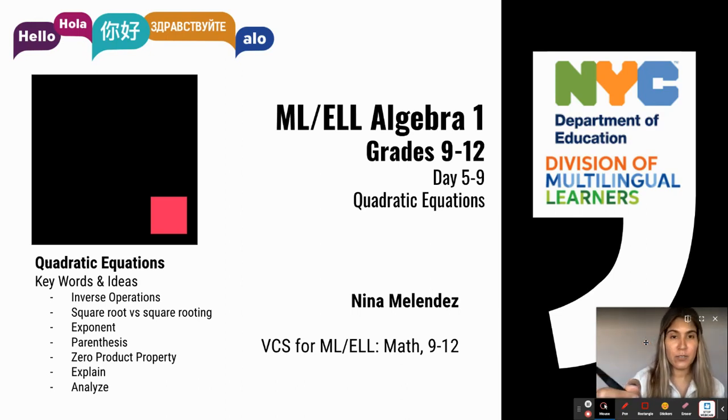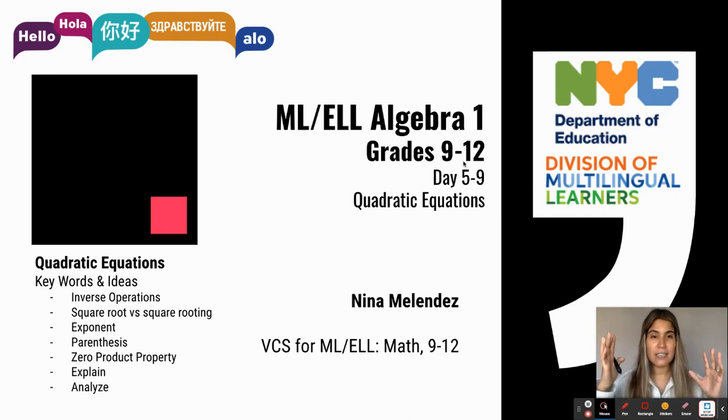Today we are going to be looking at our Algebra 1 lesson, day 5 through 9. This lesson and resources are going to focus on key vocab words and concepts that have to do with inverse operations, square root versus square rooting, exponent, parentheses, zero product property, the word explain, and the word analyze. These are concepts that throughout these lessons you're going to see, but I will give resources specifically for lessons 5, 6, and for lesson number 8.